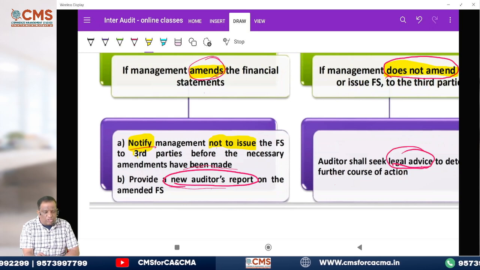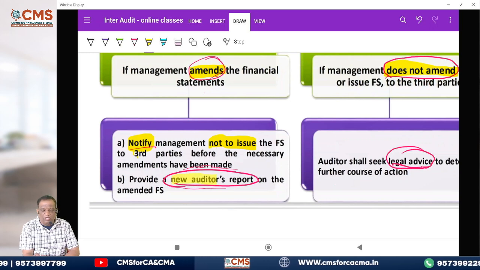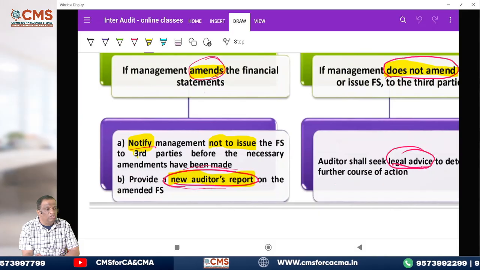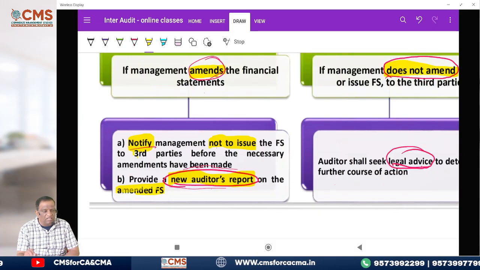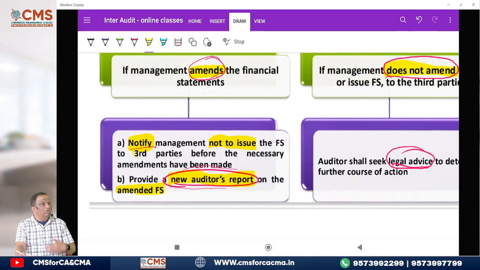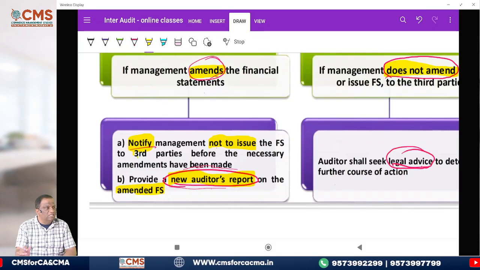And then after stopping them from issuing, I will issue a new audit report, signing on the new amended financial statements, which they will circulate. The matter gets over and the public will not even know it is between me and the client. So this is a safer one.